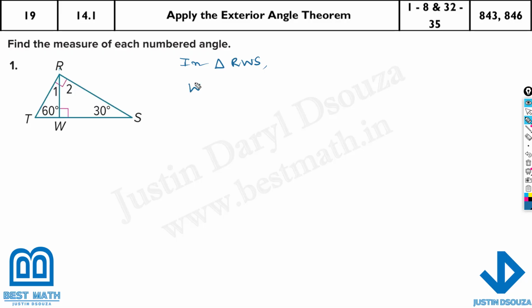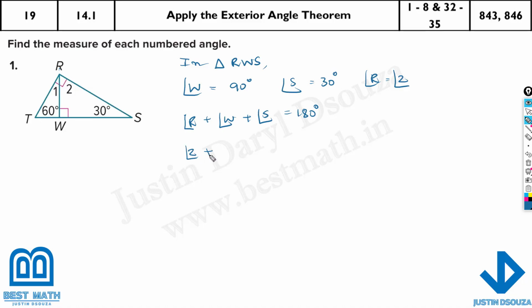See, measure of angle W is 90 degrees. Measure of angle S is 30 degrees. Okay, and R is unknown. R is measure of angle 2. When we add them up, that is R plus W plus S is equal to 180 degrees, isn't it? Because it's a triangle. So let's substitute the values.